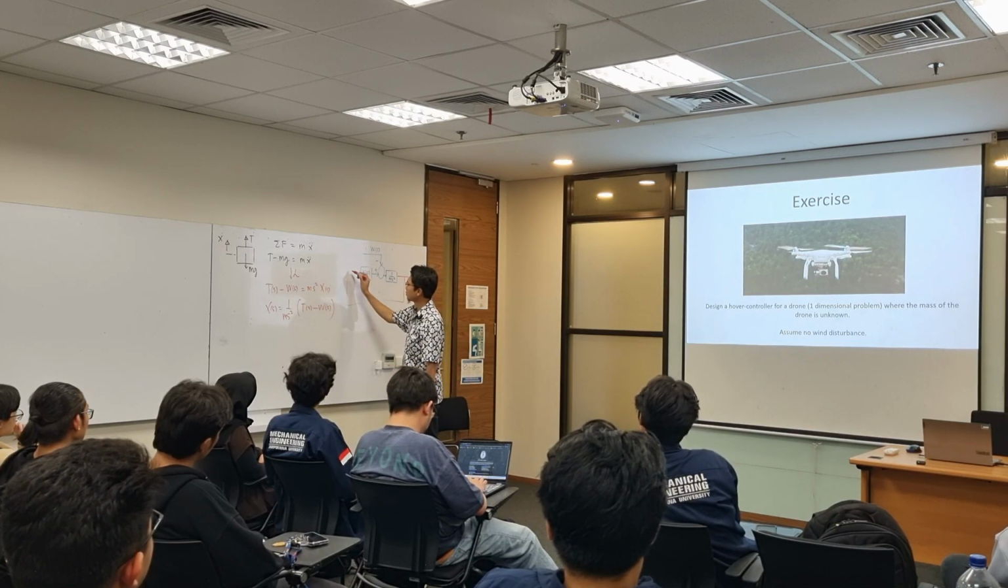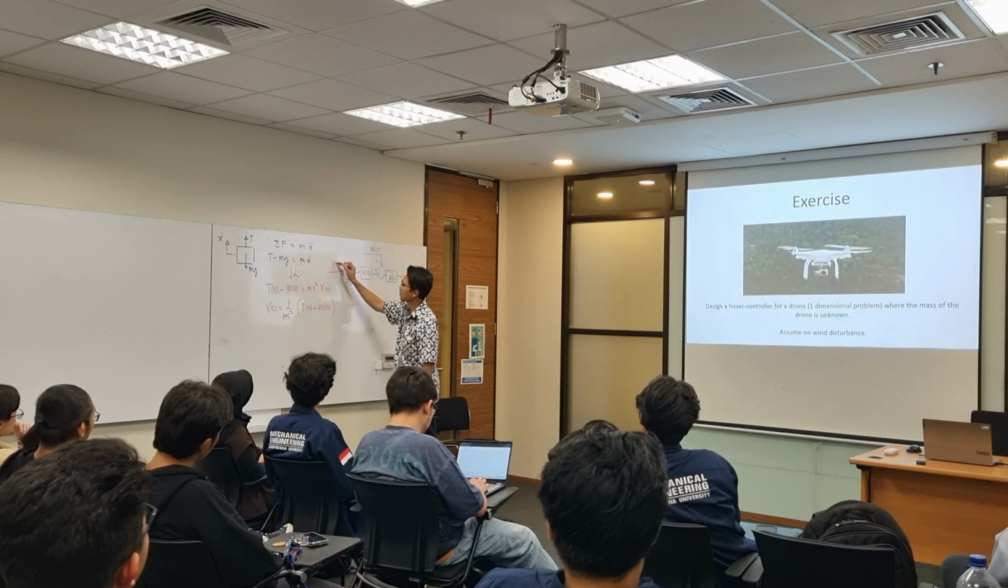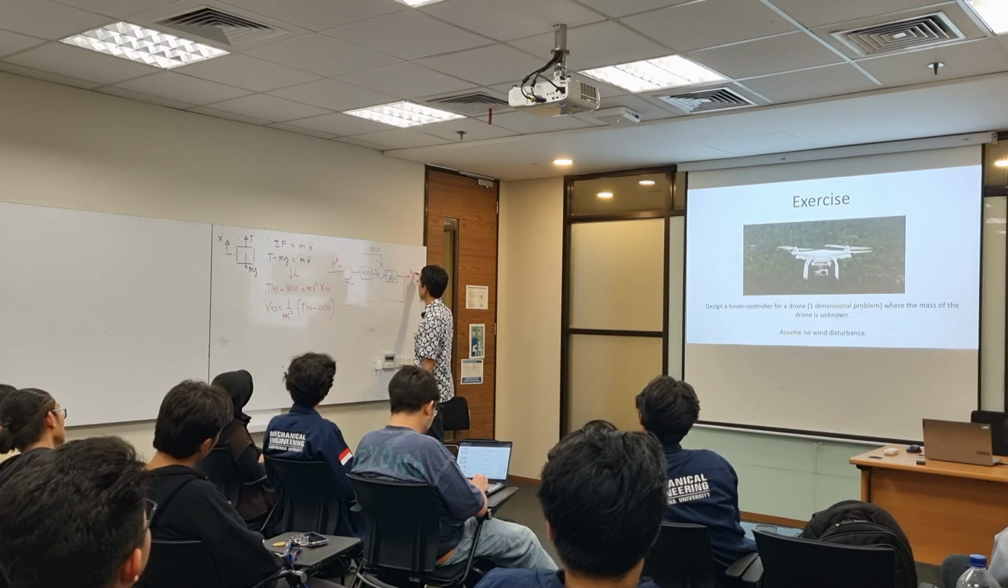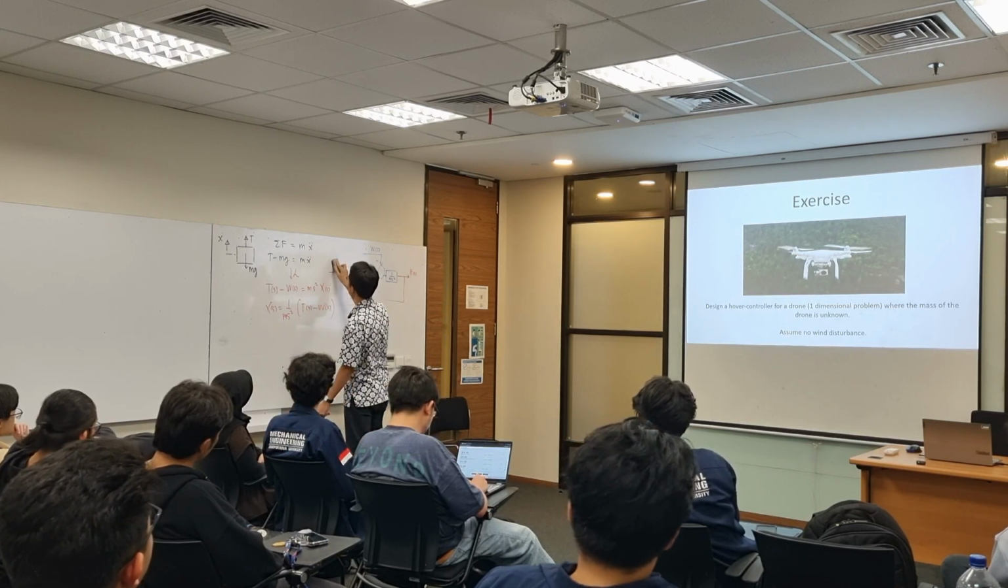Then this goes to your usual feedback loop. Okay, and let's say this is the H star, and this is the H of S. No, not H. We use X, yeah.